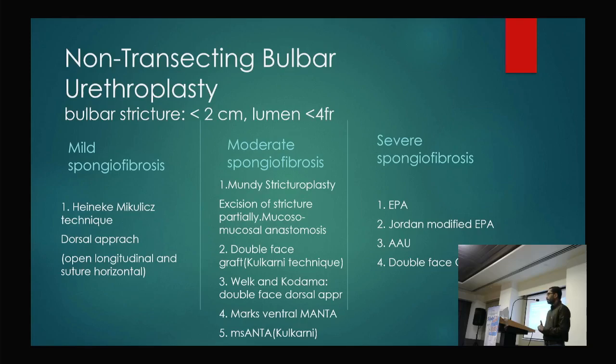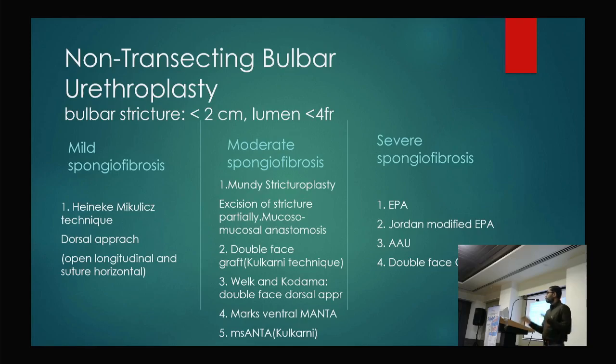Marx et al. describe the same technique, but his approach is to go ventrally. He doesn't dissect it dorsally. And when there is severe spongiofibrosis, and you are unable to dissect, only scar tissue, then there is the option of excision and primary anastomosis or a Jordan modification. What is the Jordan modification? He tends to preserve the bulbar vessels on both sides and does excision and primary anastomosis.